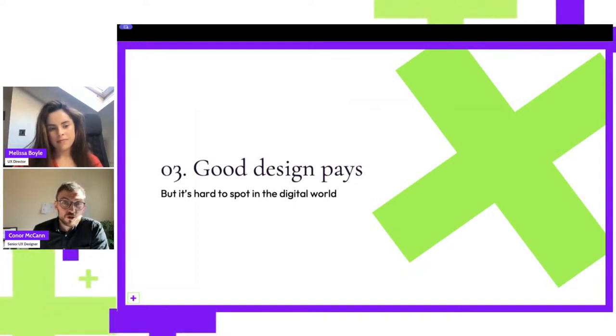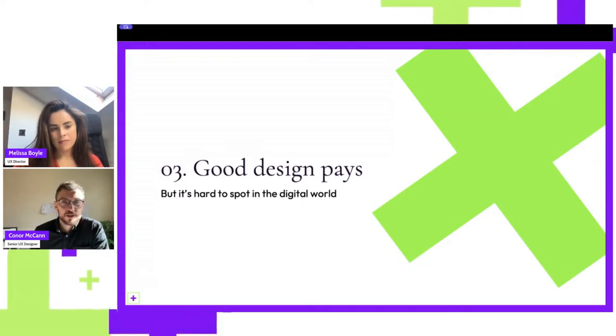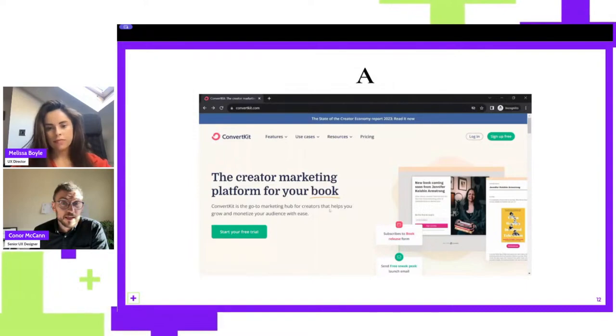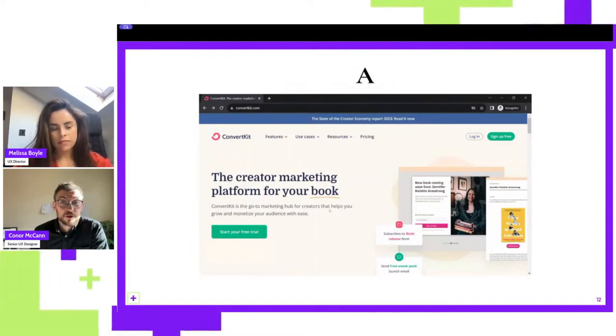And yeah, so good design pays. You'll all agree with that, and I'm going to predict we're all advocates for it. But it's much harder to spot good design in the digital world, especially. So I'm going to start by showing you some designs, beginning with a company called ConvertKit.